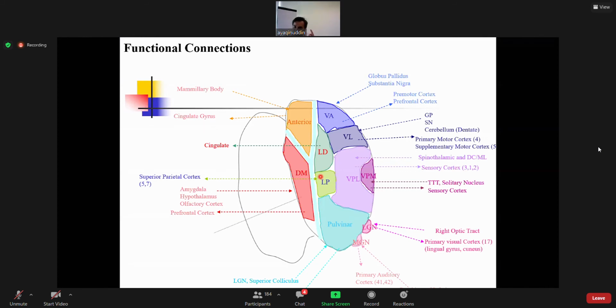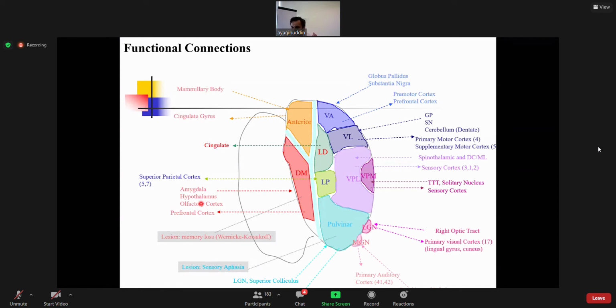Now, if you have a problem with the dorsomedial nucleus of the thalamus, and it usually happens in alcoholics where you have Wernicke's-Korsakoff syndrome, because it is sending information to the prefrontal cortex, loss of memory is one of the issues which you are going to see with the degeneration of the dorsomedial nucleus of the thalamus, and the condition is called Wernicke's-Korsakoff syndrome.